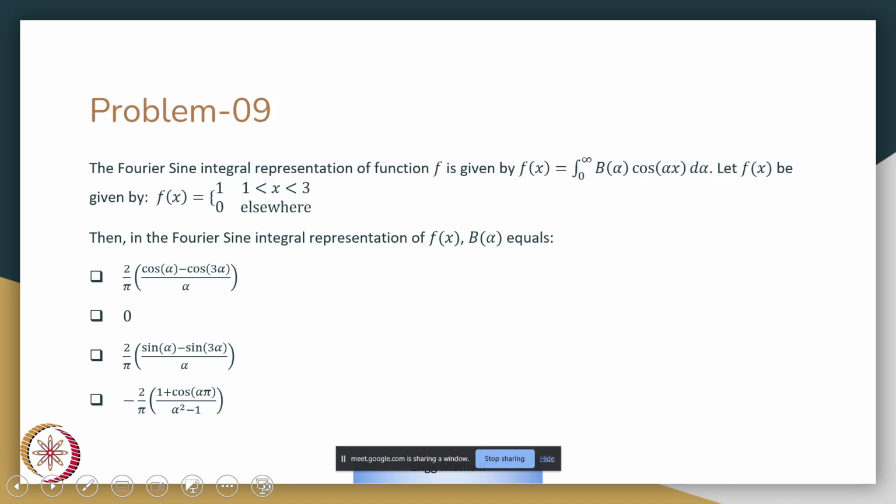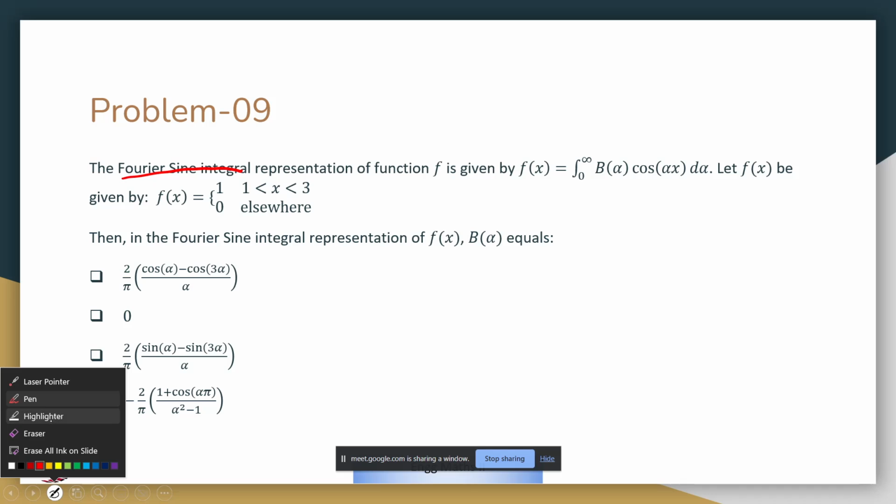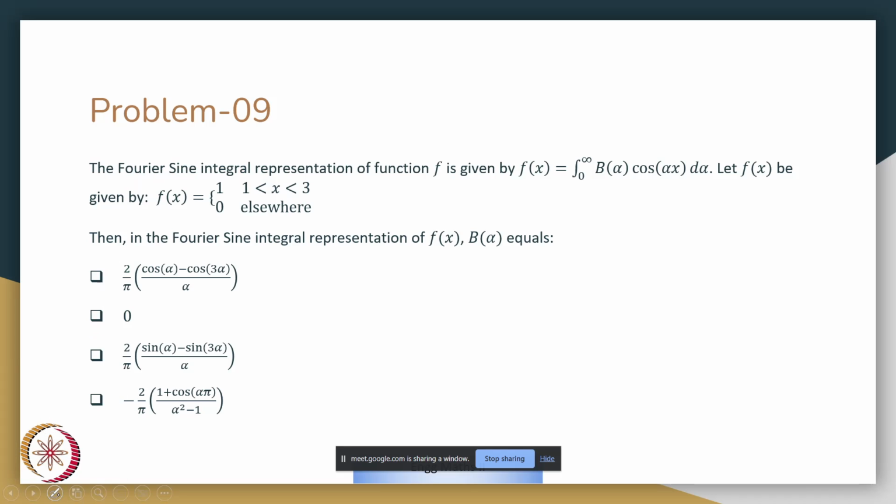With that out of the way, we now look at problem 9. It is an example problem for Fourier sine integral representation, and we are given that f of x equals 1 when x is between 1 and 3, and 0 elsewhere. Okay, so this is what we are given, and we are asked to calculate b of alpha.